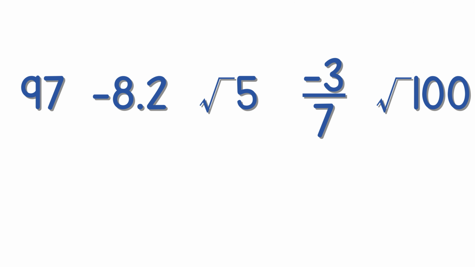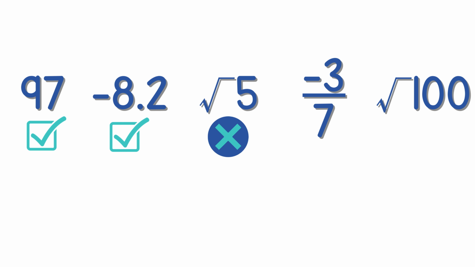Let's start with 97. All integers are considered rational because we can always put it over 1. Now let's look at negative 8.2. As long as the decimal is not repeating, we can put it as a fraction over the place value it represents, so this is rational. Now let's look at the square root of 5. Since 5 is not a perfect square, this is irrational. Now we have negative 3/7. All fractions are considered rational because that's what the definition of a rational number is.